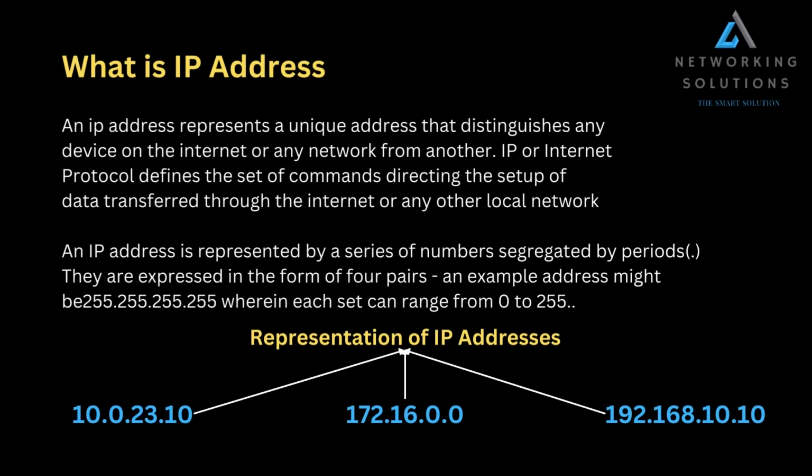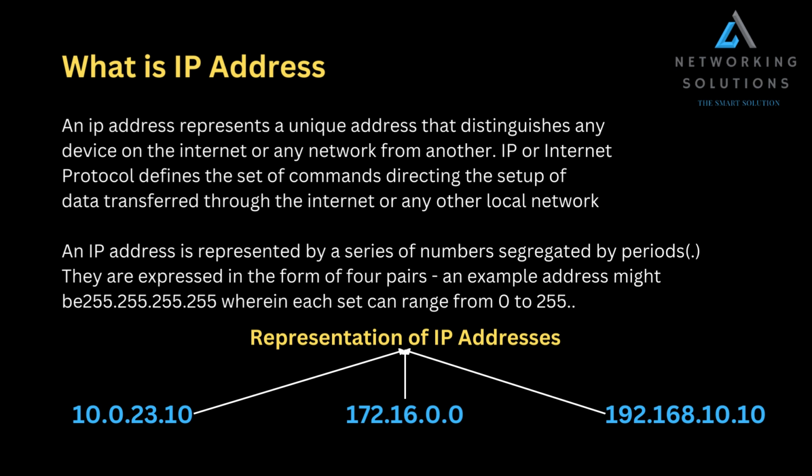An IP address represents a unique address that distinguishes any device on the internet or any network from another. IP, or Internet Protocol, defines the set of commands directing the setup of data transferred through the internet or any other local network. An IP address is represented by a series of numbers segregated by periods. They are expressed in the form of 4 pairs. An example address might be 255.255.255.255, wherein each set can range from 0 to 255.